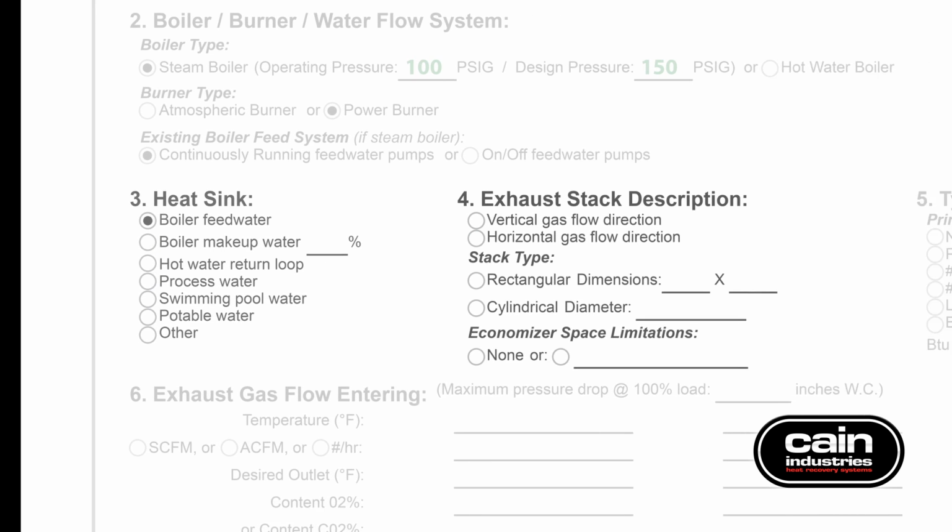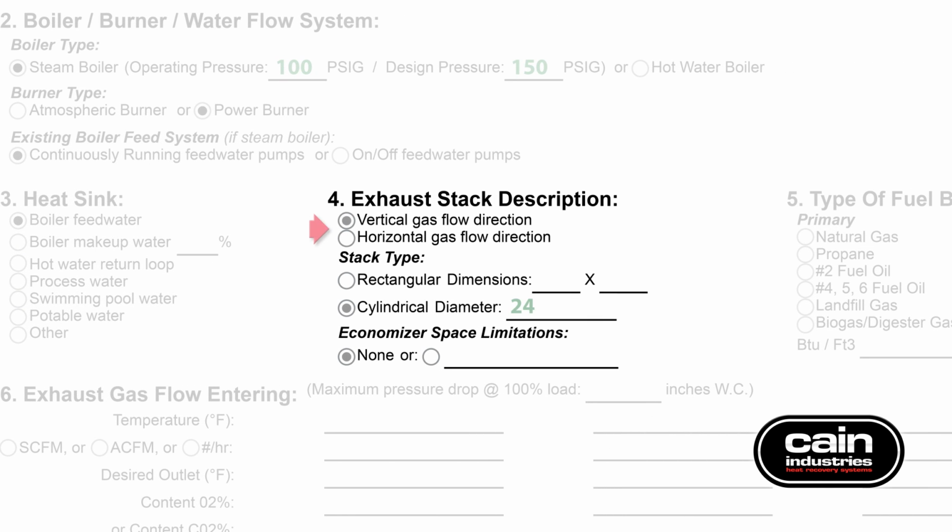Question 4. Exhaust stack description. Horizontal or vertical exhaust flow direction impacts economizer model selection and overall configuration. The shape and size of the exhaust stack is also needed to mate the economizer to the boiler. Evaluate the space where the economizer will be installed and note any size restrictions to be addressed. We encourage you to provide photos of retrofit applications.